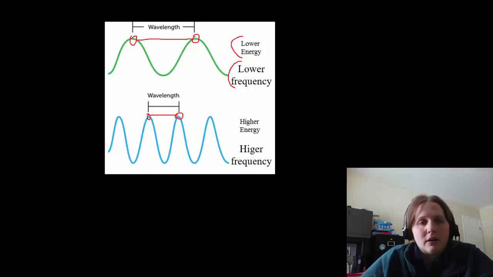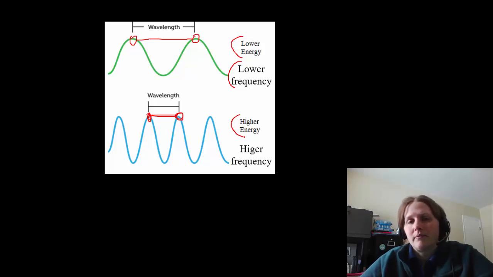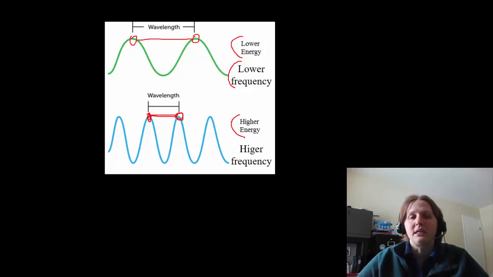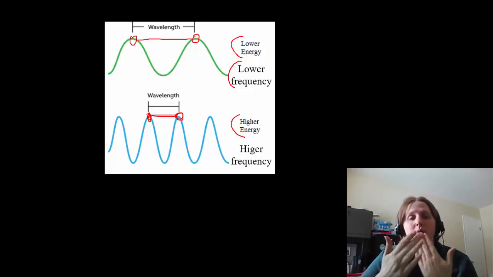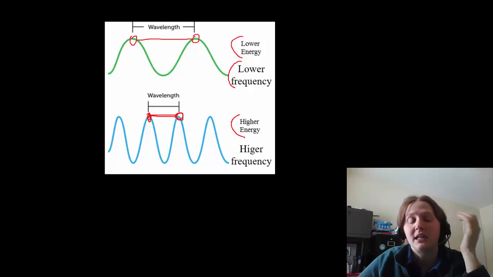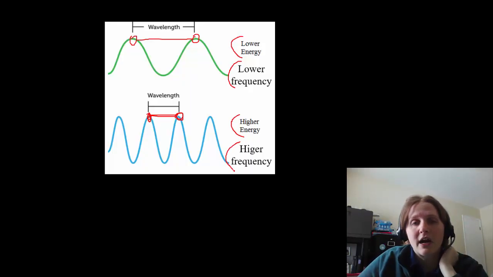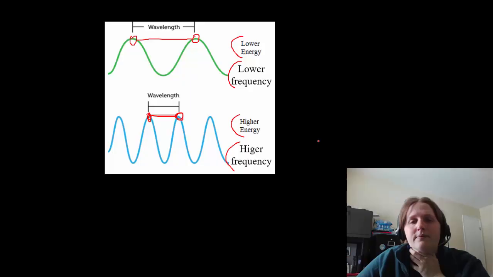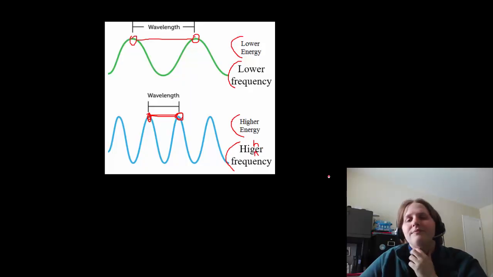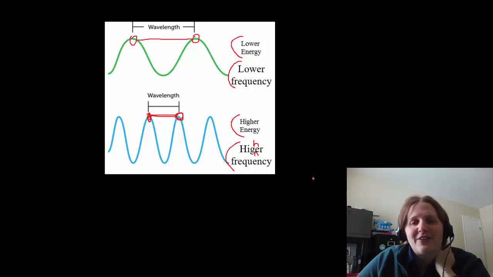For this more bunched up wave with a short wavelength, that happens for higher energy light. And for the higher energy light, these peaks are going to come at you more frequently because they're spaced more tightly together. So you can also call it high frequency light. Higher frequency. Forgot the H.